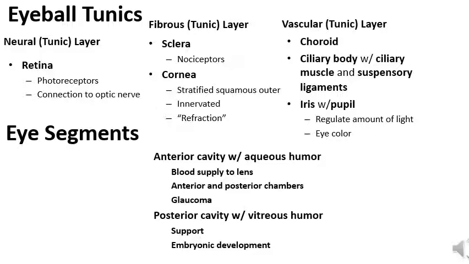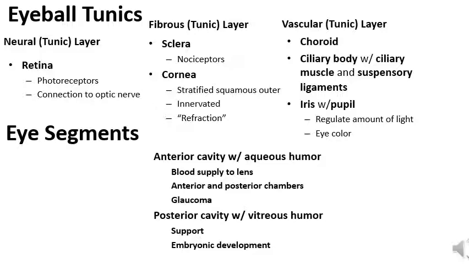Because understand, the job of the eye is to collect light from outside the body, focus it, and project it on these photoreceptors that are going to be located on the retina. And once again, support, yes, the vitreous humor is going to provide physical support for the eyeball, maintaining its spherical shape. Embryonic development, I'm not quite sure what that refers to.